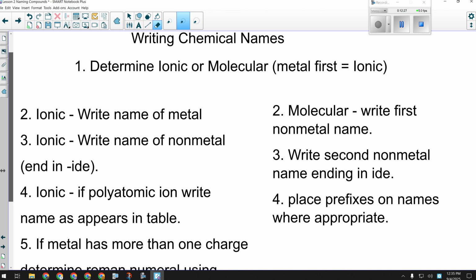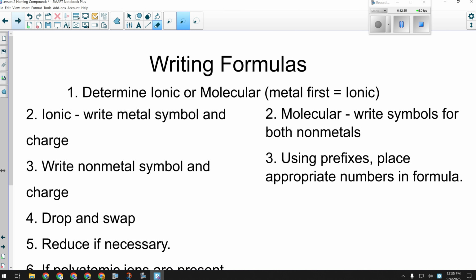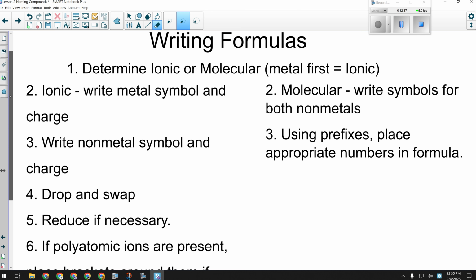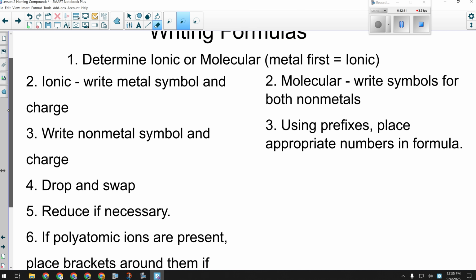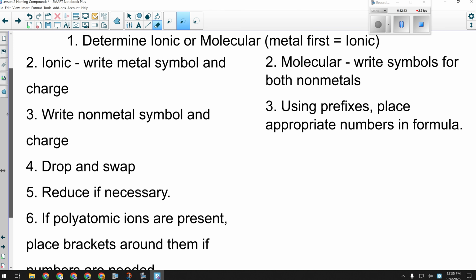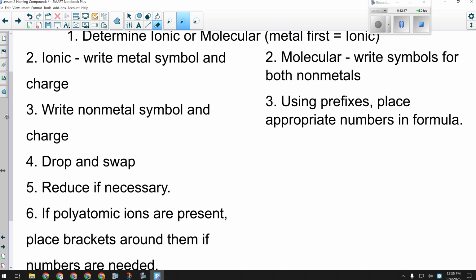I meant to have you guys write down the other steps there. There we go. Okay, can I get you guys to write those steps down? I'm just going to scroll it up. The top says writing formulas. I'm just going to scroll it up to there so that you can see all of the words. Okay, give you a couple minutes to get those written down.